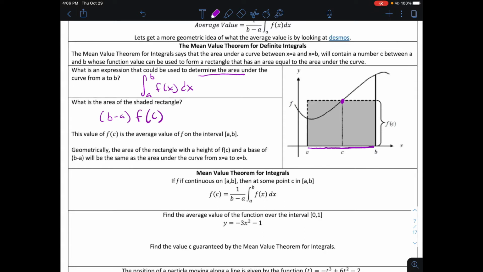Now, this value, f of c, is the average value of the interval from a to b. So if that is the average value, if I look at my average value formula, the average value of a function is 1 over b minus a times the definite integral from a to b of f of x dx. All we did, if f of c is representing the average value, multiply by b minus a, and we have the area of this rectangle here that we see on the right-hand side.